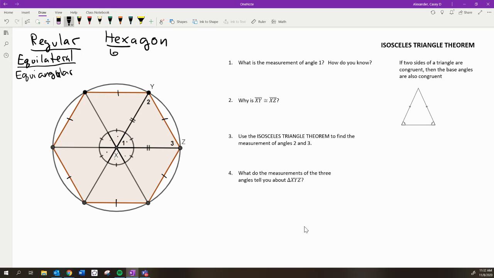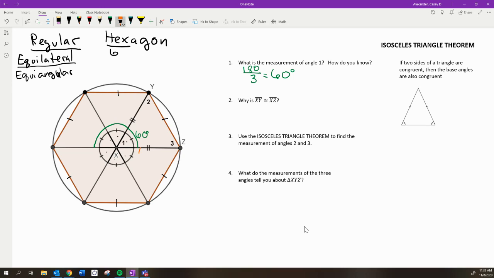So the first question is, what's the measurement of this angle here, angle 1? And so the answer to that is, if we consider that these three angles make up a linear set of angles, and we know that a linear set of angles equals 180 degrees, and there's three of them, then we could just divide 180 by 3 and we could figure out the measurement of angle 1. So angle 1 is a 60-degree angle.